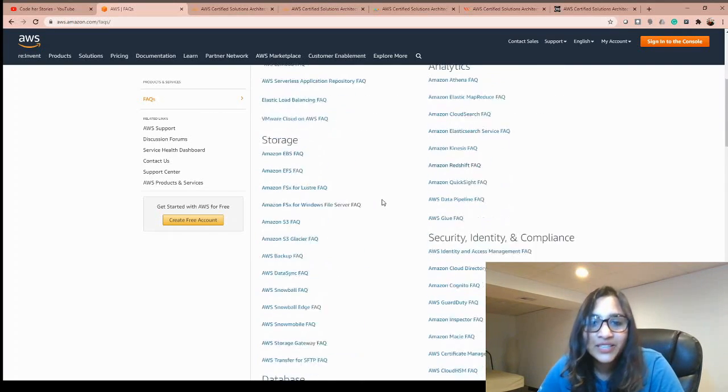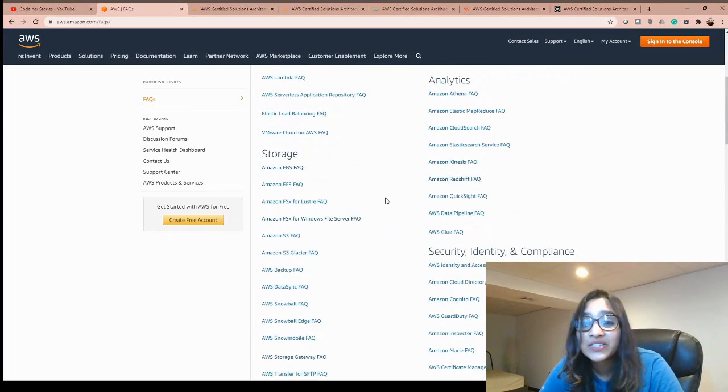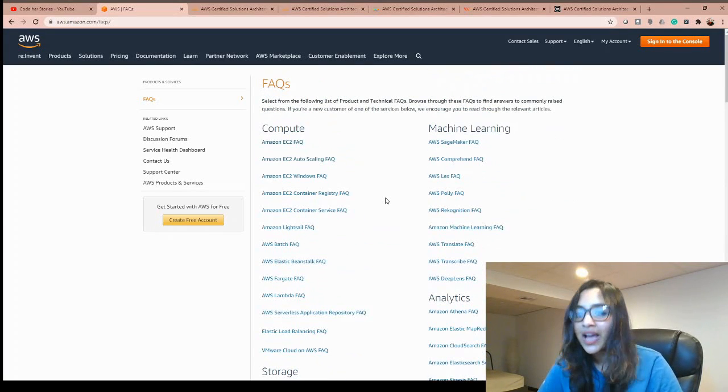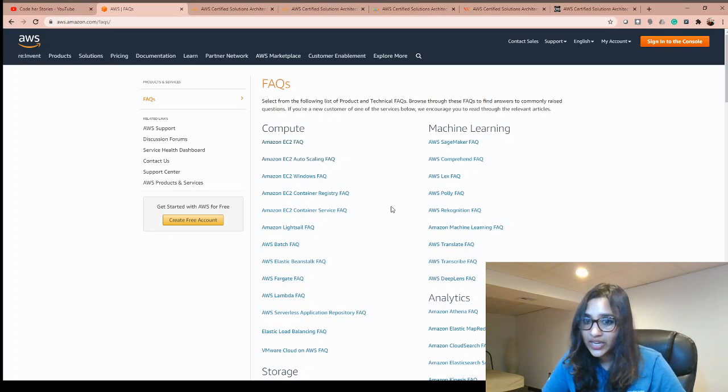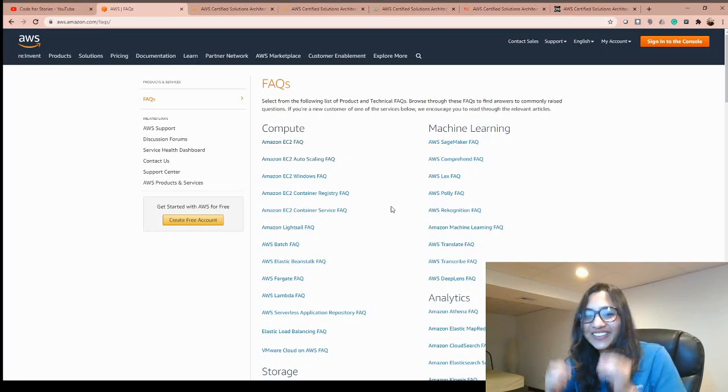There are so many FAQs in this, and I did not go through each and every one of them. I went through only the top most important ones. For me, the top most important ones were EC2, S3, EC2 Auto Scaling, Storage Gateway, the file storage, API Gateway, and what else? Don't quote me on this, guys. I'm telling you what I found helpful. If you don't get these, don't sue me. It's not on me, okay?